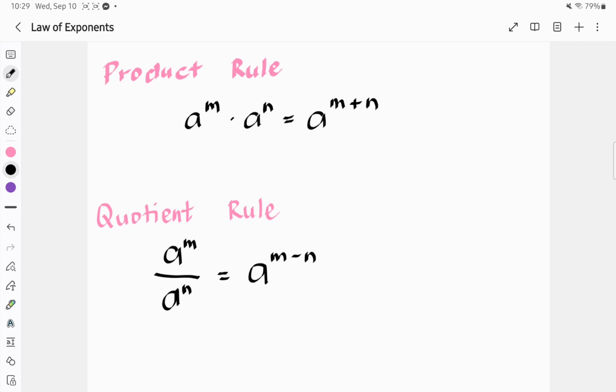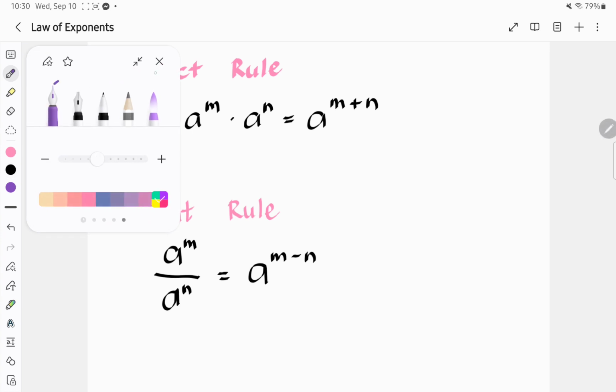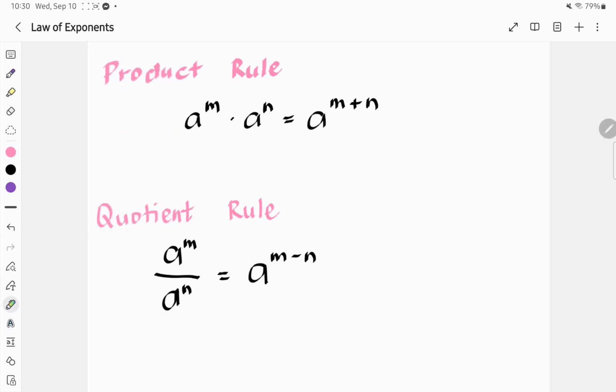So, let's start with the product rule. The product rule states that a raised to m times a raised to n is equal to a raised to m plus n. Now, what you need to consider first is whether they have the same base. Here, they have the same base but different exponents. So based on the product rule, if they have the same base and only the exponents differ, we can simply add their exponents.